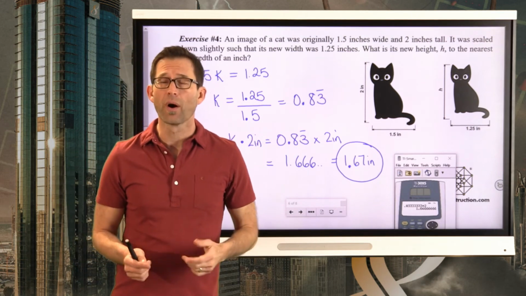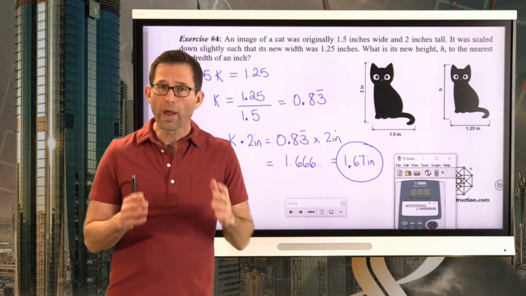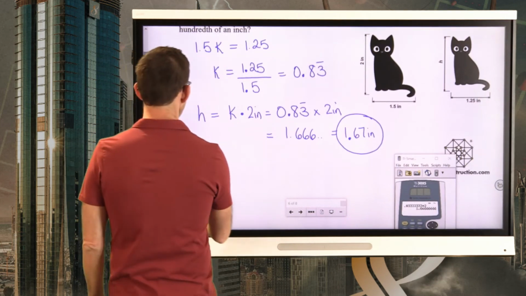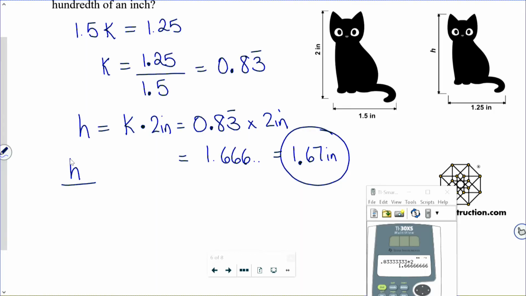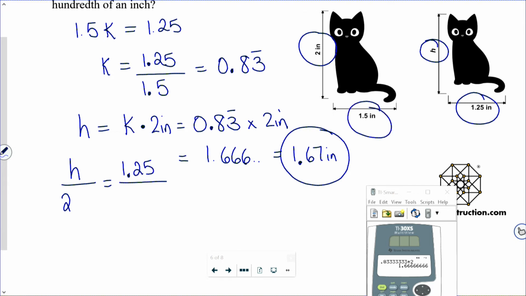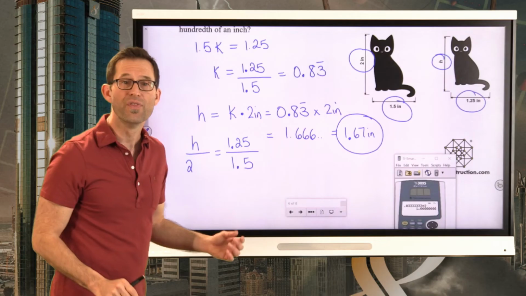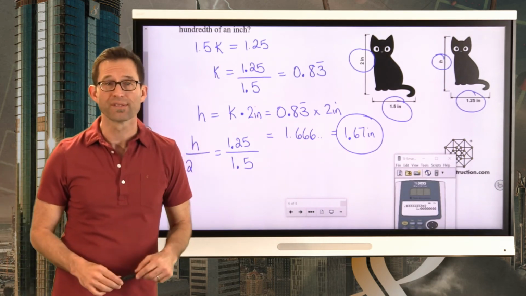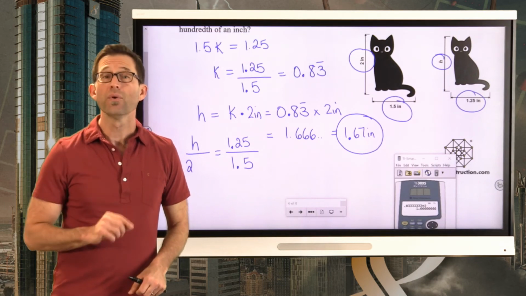You could do this problem like we did the last problem, directly with ratios. In other words, you could say, if I take that height and divide it by this height, then that would be equal to this divided by this. Then you could solve this proportion using cross multiplying, and you're still going to get 1.67 inches. We'll do it that way in the next problem.